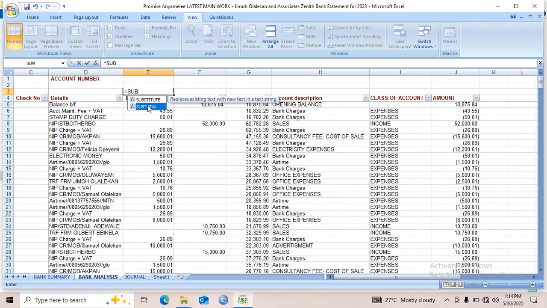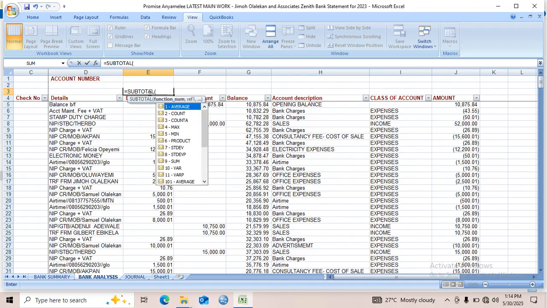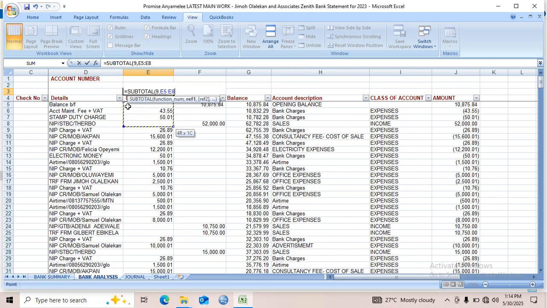So you use your subtotal. We want to sum everything. We want to know the total sum of all the amounts in the debit amount. So you put your sum, which is 9. You click it, you put your comma. After you put your comma, you click from the first place the figure is. You click there, and you hold your shift and press down till you've gotten to the ending of the bank statement.